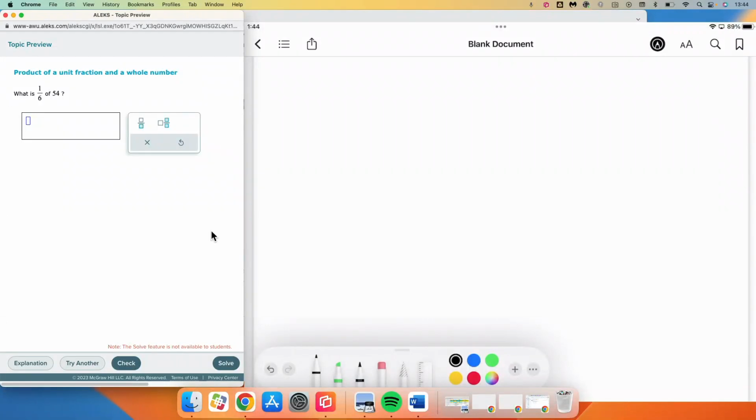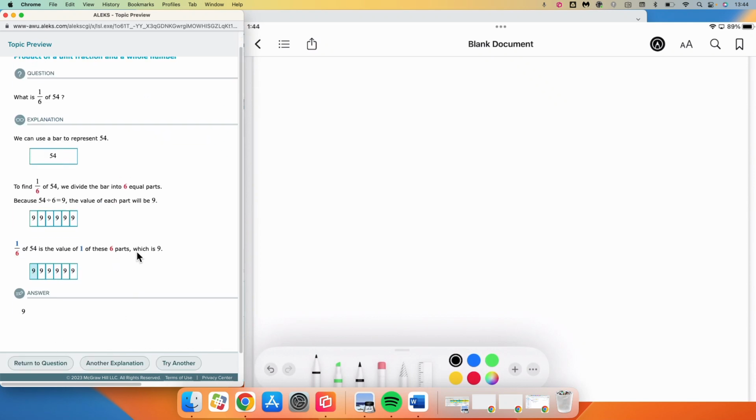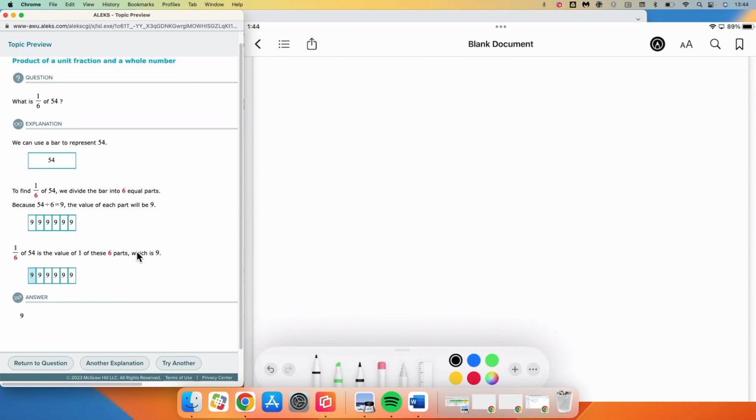So fraction multiplication is coming at us, and we've got, what is 1/6 of 54? And the word "of" in math, most of the time, is used to represent multiplication. And so, 1/6 of 54, I'm actually curious how Alex is going to do this. And so I'm going to select the explanation.